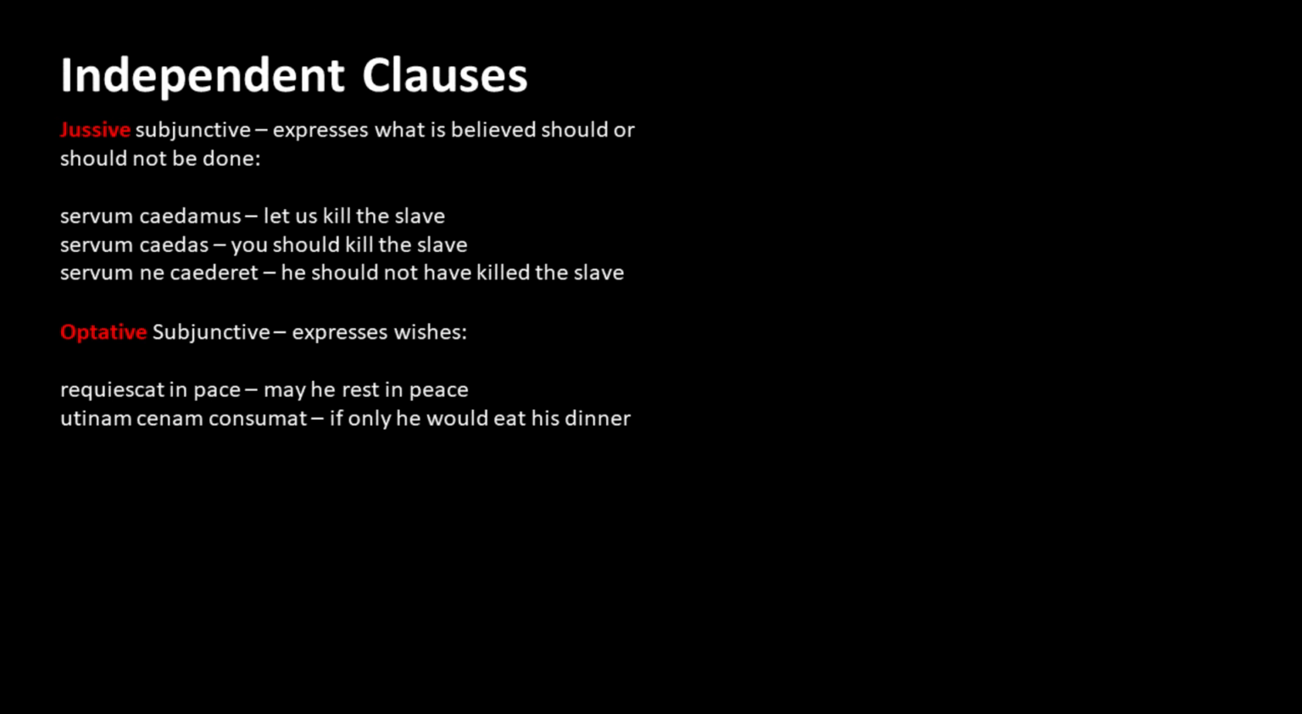If you want to express a wish for the present, you use the imperfect subjunctive. Utinam cenam consumeret. If only he were eating his dinner. Hold on to this, that English has an exactly parallel construction. In English, if you express this kind of wish for a present circumstance that is not taking place, you use the imperfect. If only he were eating his dinner, i.e., I wish he were eating his dinner now, at this moment, as I sit watching.